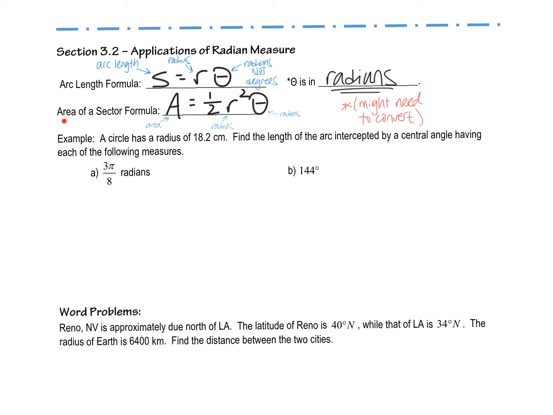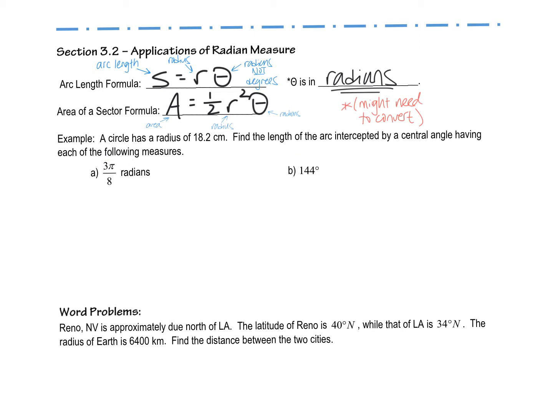So I'm going to dive right into this first example. A circle has a radius, so we're going to use this for our R. Find the length of the arc intercepted, so length of the arc, this is the formula we're using, by the central angle having each of the following measures. So the central angle is the angle that intercepts the center of the circle, and that's what we're given here in radians and here in degrees.